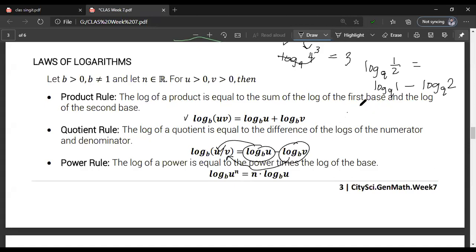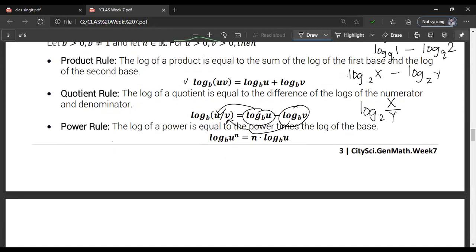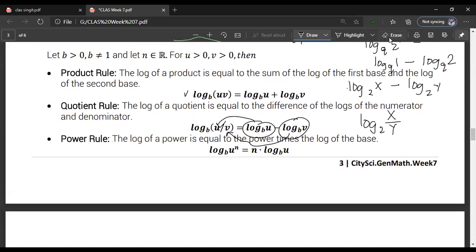Ganun din kapag papaikliin natin. Halimbawa, logarithm of x with the base 2 minus logarithm of y with the base 2. Dapat class, pareho yung base para pagsamahin. Okay? Pag magkaiba yan, hindi yan pwede pagsamahin. So, ang logarithm of x with the base 2 minus logarithm of y with the base 2 natin is magiging ano? Logarithm of x over y with the base 2. So, yan po siya.